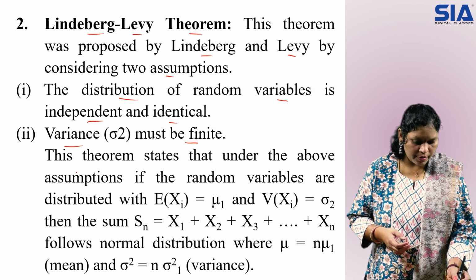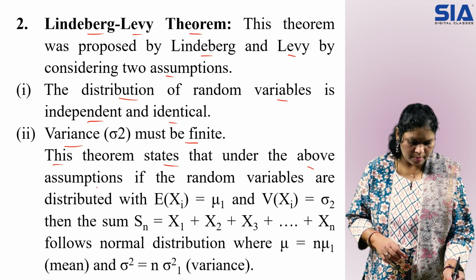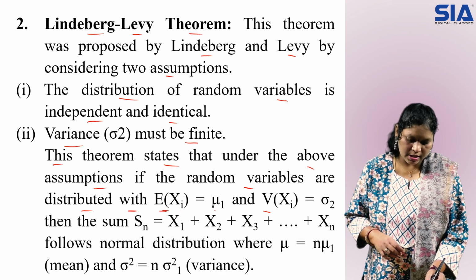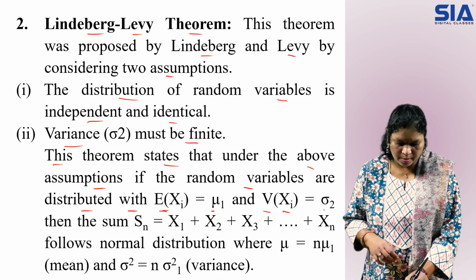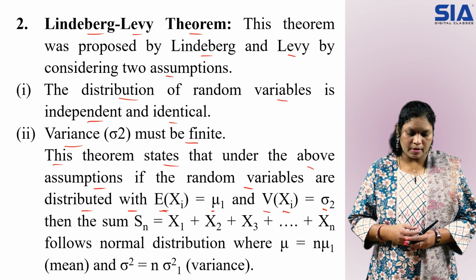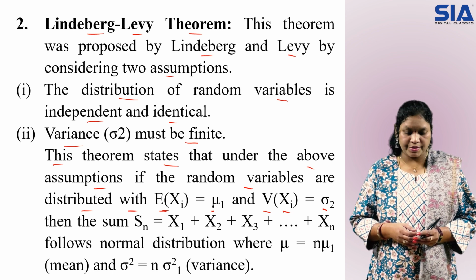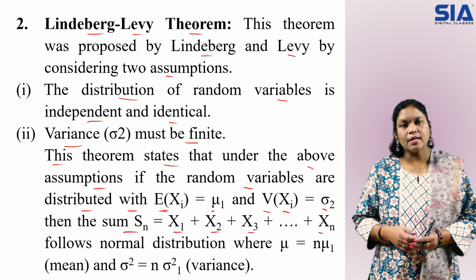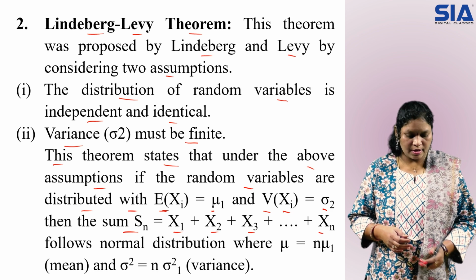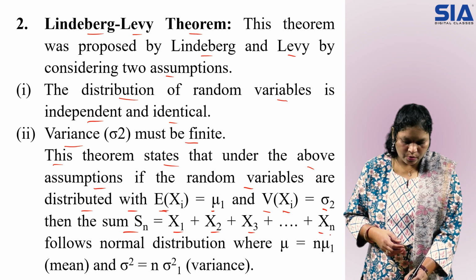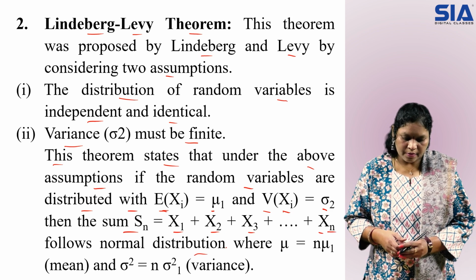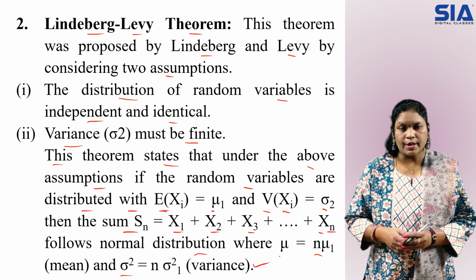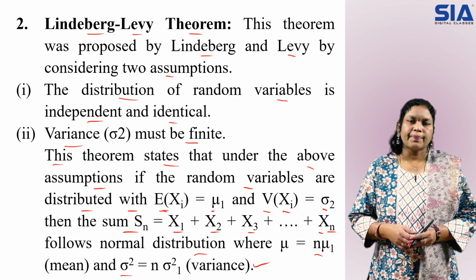So let us check out the formula, how it goes. This theorem states that under the above assumptions, if the random variables are distributed with the mean expectation of xi equal to mu1 and variance of xi equal to sigma square, the same mean and variance of a normal distribution, under the assumptions of the first two, then the sum Sn is equal to x1 plus x2 and so on up to xn, which follows a normal distribution with the mean mu equal to n mu1 and variance sigma square equal to n sigma1 square. So this is your second case of central limit theorem.